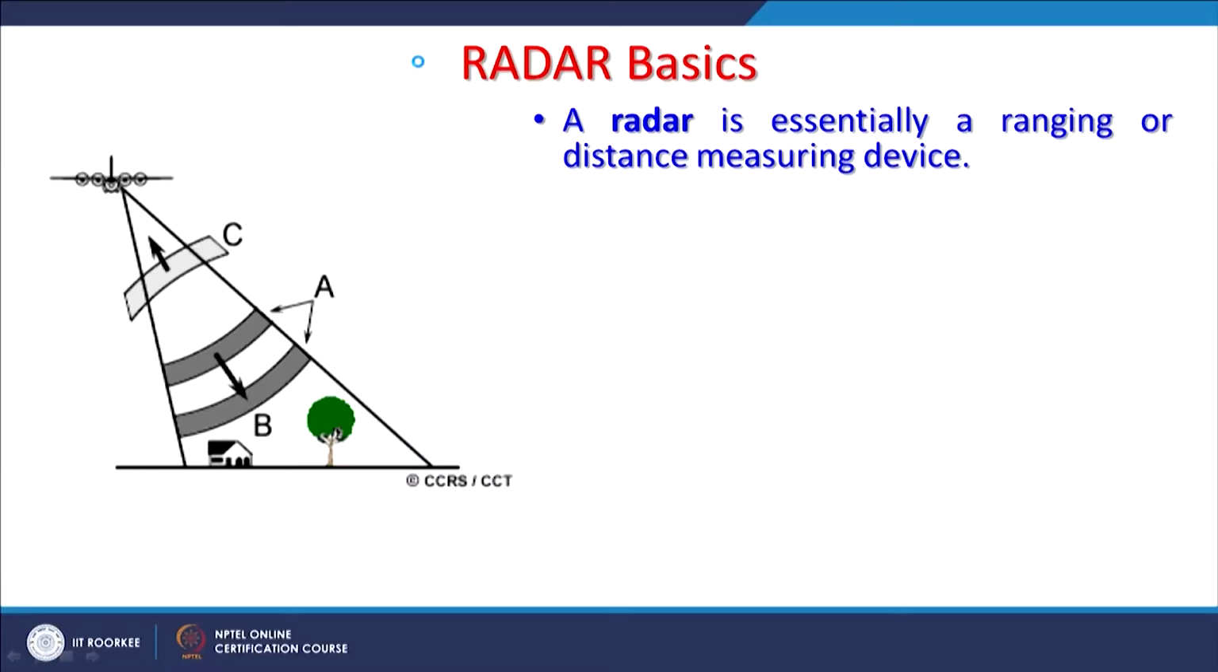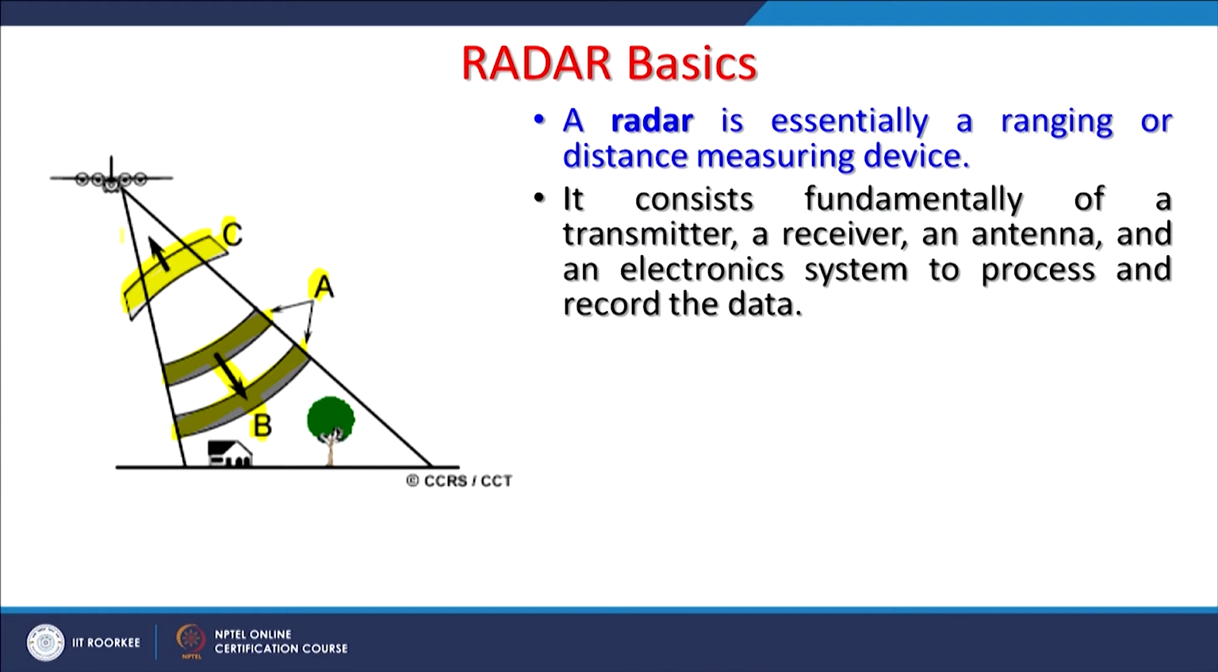So, here if we see the basics of radar, it is essentially a ranging or distance measuring device, and that is why it is also part of geodesy. When the signal comes, these are the pulses marked here as A, then they hit the surface, and the back scattered signal, marked here as C, is collected. So, radar is essentially a ranging or distance measuring device.